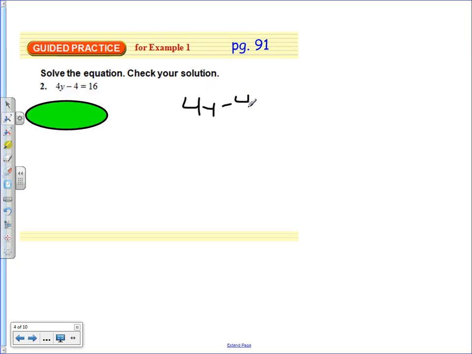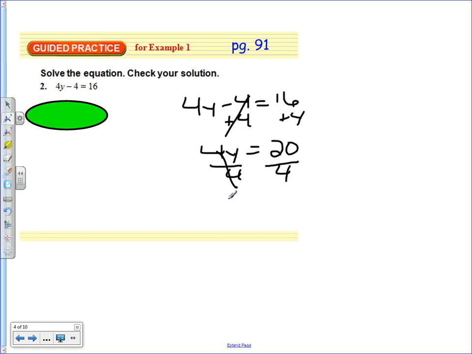4y minus 4 equals 16. We've got to get negative 4 over here with its like term, 16. The opposite of negative 4 is plus 4. We end up with 4y here. 16 plus 4 would be 20. Now we're going to do the inverse of multiplying, which is to divide. These cancel here. We're left with y. 20 divided by 4 gives us 5.